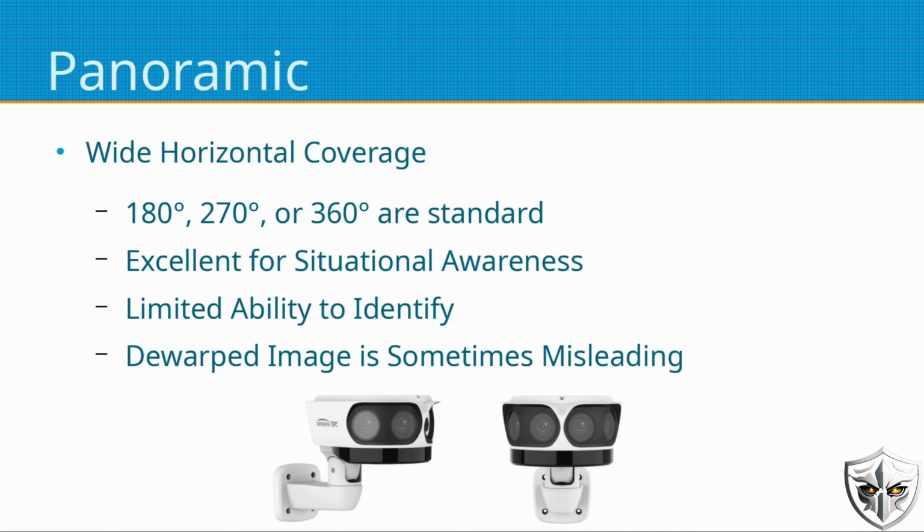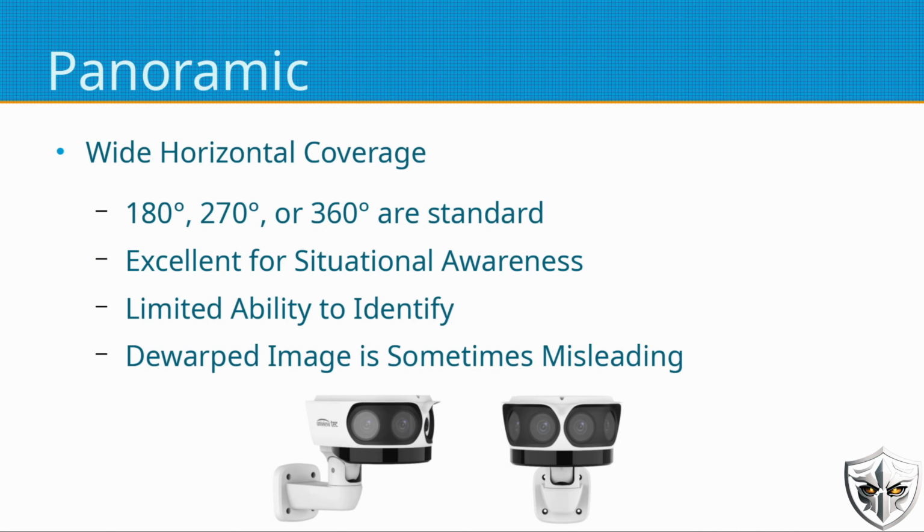Panoramic's another kind. So panoramic cameras are great if you need very wide horizontal coverage. This panoramic camera is a multi-imager as well. So typically you're going to get 180 degrees, 270 degrees, or 360 degrees of coverage depending on how the setup is. 270 degrees is great when you have a camera mounted on the corner of a building and you need to see all the way around that corner. 180 is great for a camera mounted on maybe the middle of a wall, say a warehouse facility or something like that. And then 360 is great if you were to drop it in, say, the middle of a room. These are excellent for situational awareness, but they do have a limited ability to identify because they cover such a large area.